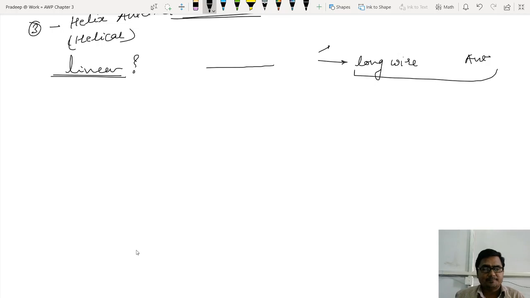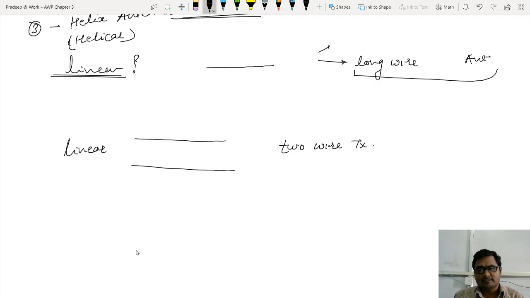For example, let me write here linear. It means there is a forward path and there is a reverse path. Can I say it is a two-wire transmission line? Look at this, a two-wire transmission line. If you call it a two-wire transmission line, that is also okay, but basically a two-wire transmission line is a linear antenna.